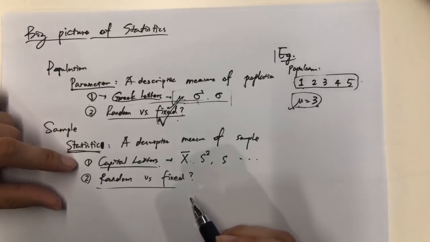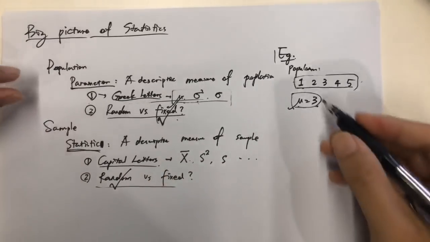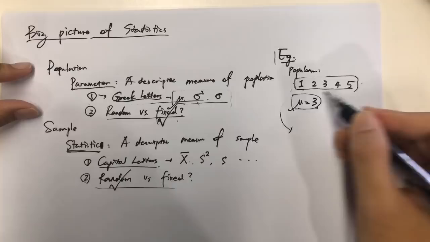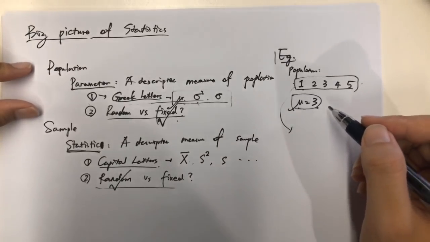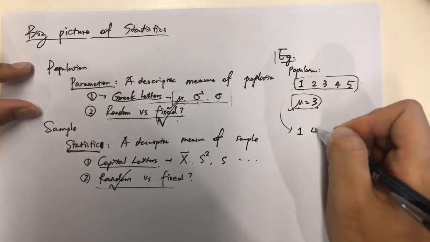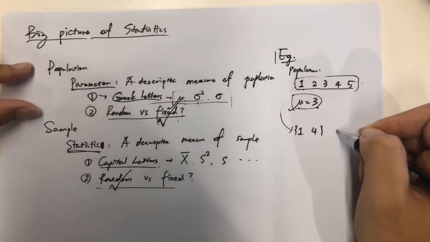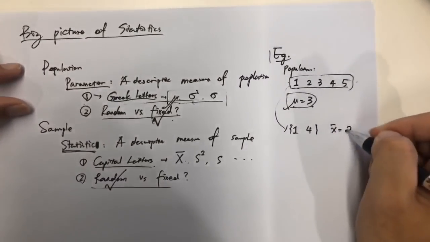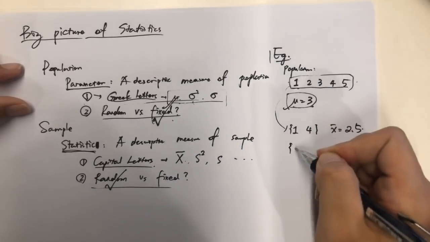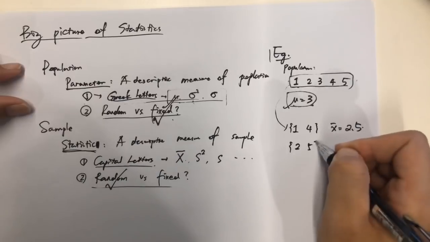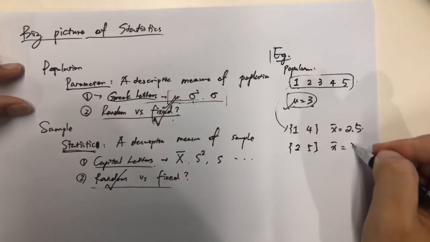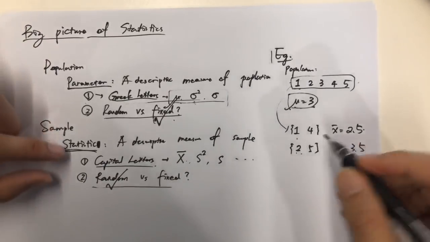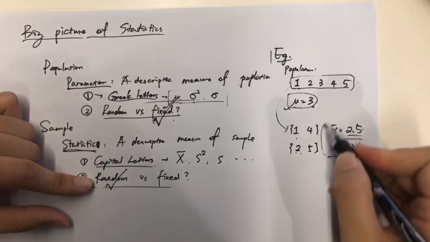But sample statistics are random. For example, let's now take different samples. If I take a random sample of size 2 and I got 1 and 4, the X bar is calculated to be (1+4)/2, or 2.5. And if I get 2 and 5, X bar is going to be 3.5. So you can see, every time we take a different sample, the sample statistic is observed to be different.